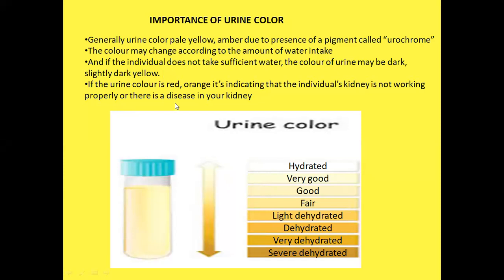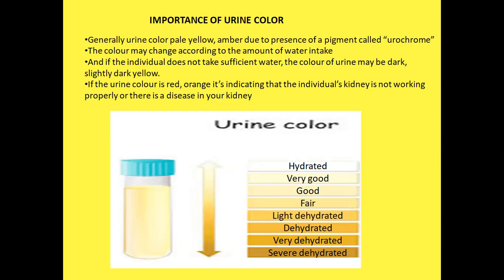If the urine color is red or orange, it's indicating an individual's kidney is not working properly or there is a disease in the kidney. So when our urine is red or orange, different from our normal urine color, we are having a problem in our kidney. Kidney is not working properly, so we need to go for a check-up. We need to go for a check-up if our urine color is not normal.